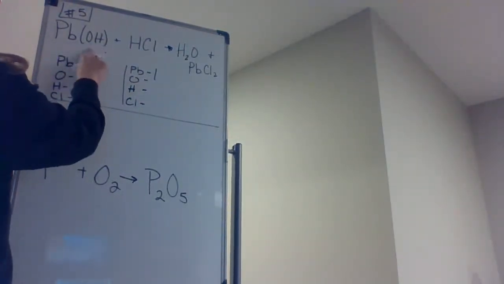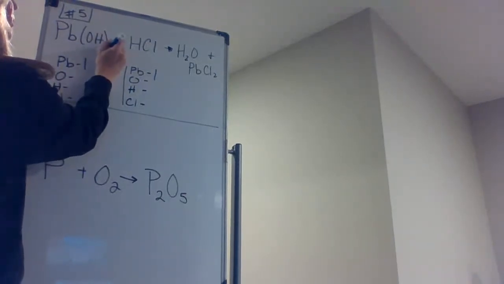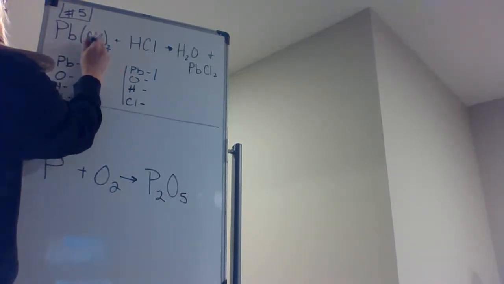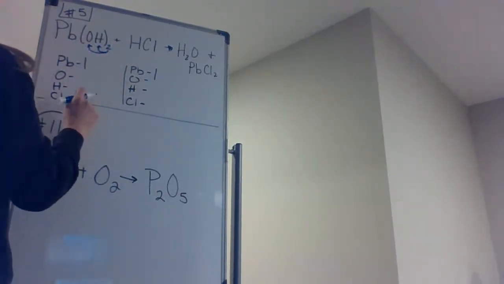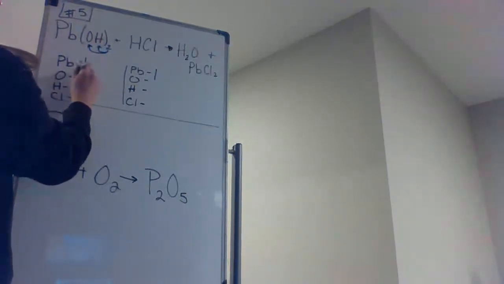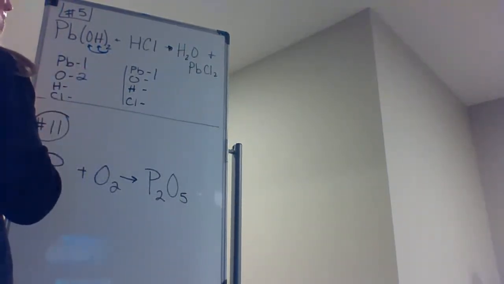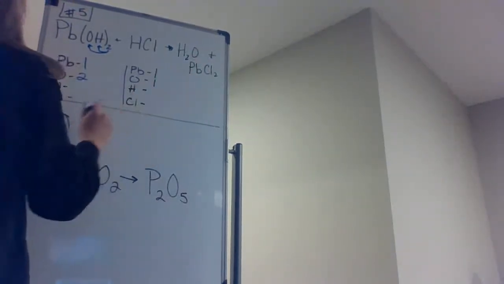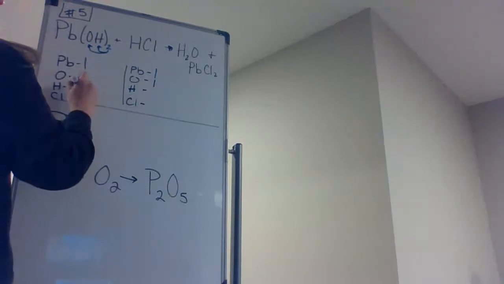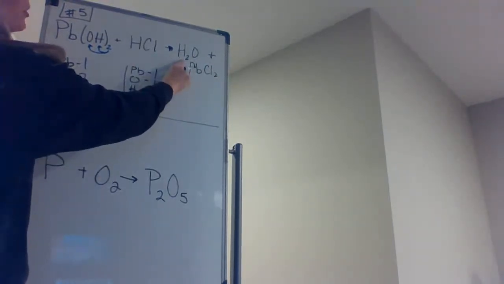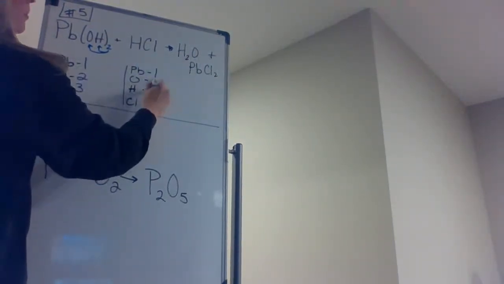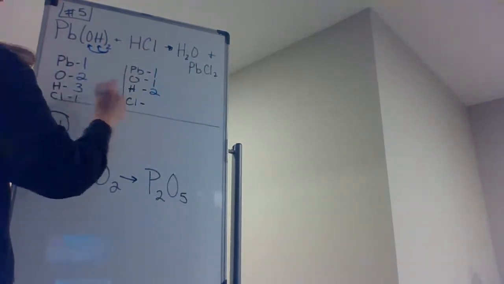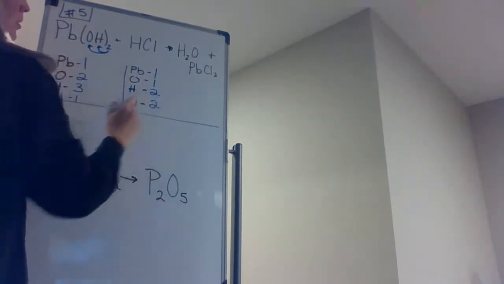O's on this side. On this side, we have this little subscript number, which means I have to distribute that 2 to each O, or to the O and to the H. So we have 2 there. On this side, we only have 1 because there's no subscript. H's, we have 2 plus 1 is 3. H's, we have 2 over here. And then Cl, we have 1. Cl, we have 2. Okay?